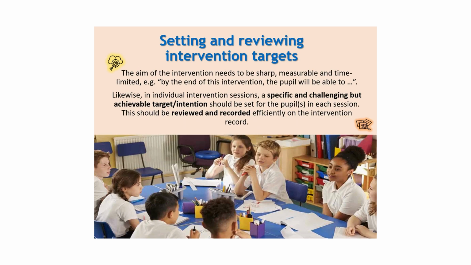Setting and reviewing intervention targets. The aim of the intervention needs to be sharp, measurable, and time limited. For example, by the end of this intervention, the pupil will be able to. Likewise, in individual intervention sessions, a specific and challenging but achievable target or intention should be set for the pupils in each session. This should be reviewed and recorded efficiently on the intervention record.